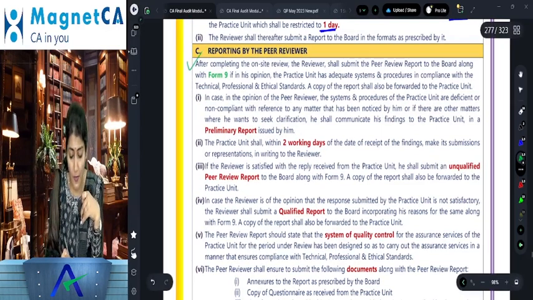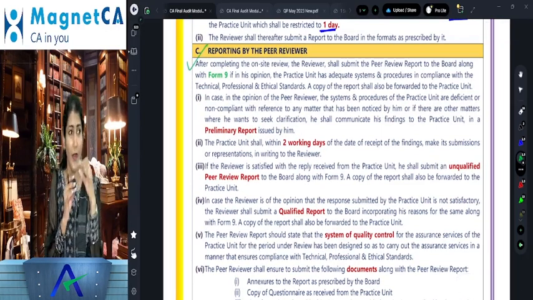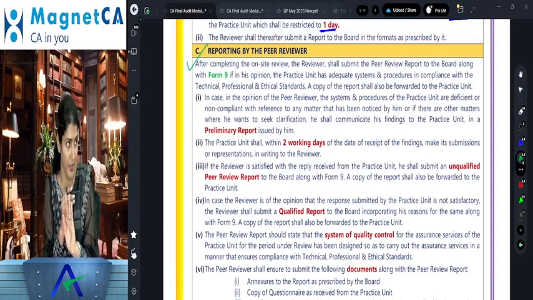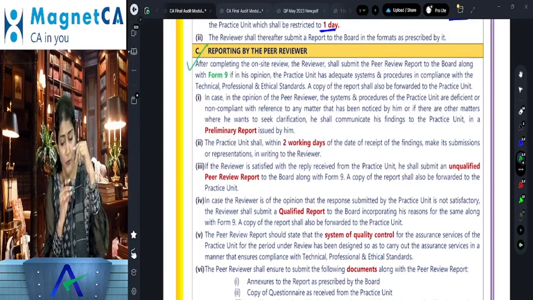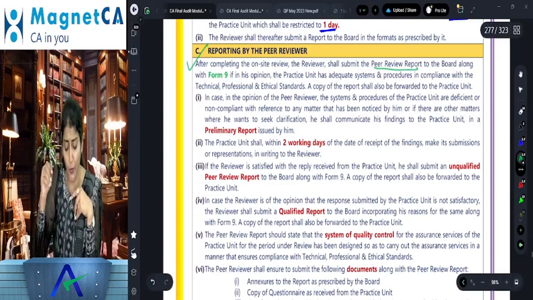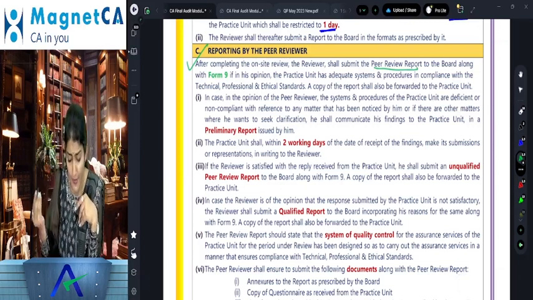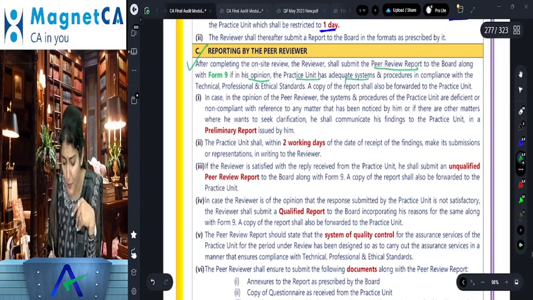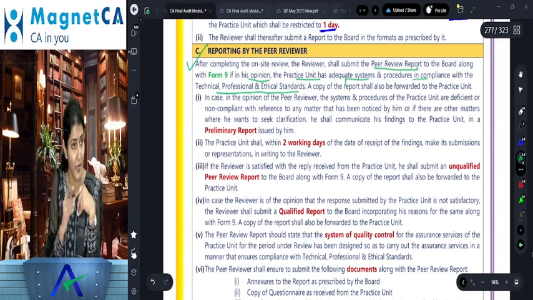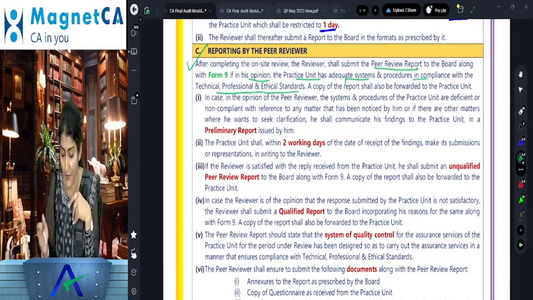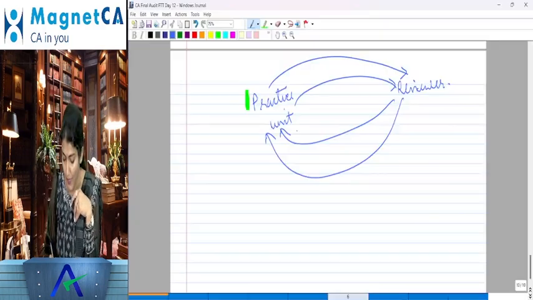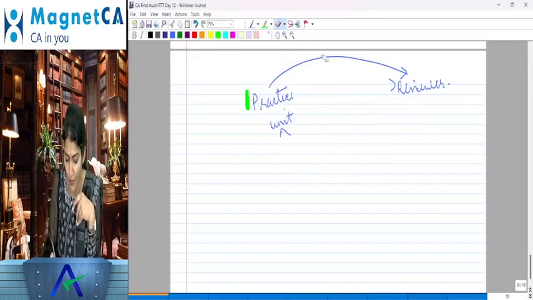Right, so after the completion of the on-site review, at least this much you understand, off-site is done, on-site is done, now we come to reporting. Right, so after the completion of the on-site review, now the reviewer will submit the peer review report to the board along with form 9 if in his opinion the practice unit has the adequate systems and procedures in compliance with the technical, ethical and the professional standards, and a copy of the report will be forwarded to the practice unit. So what will happen after the completion of the on-site review?